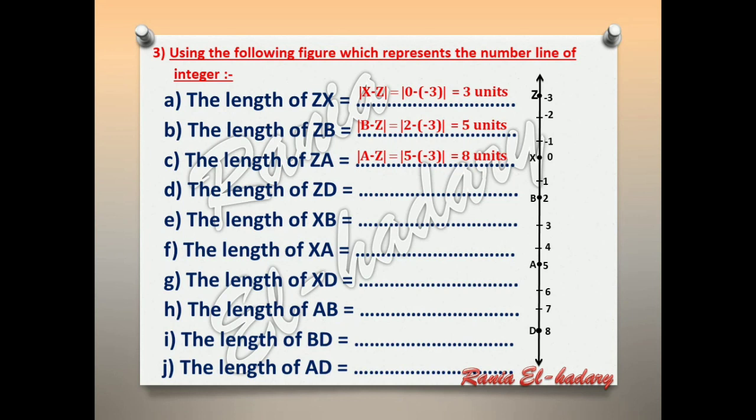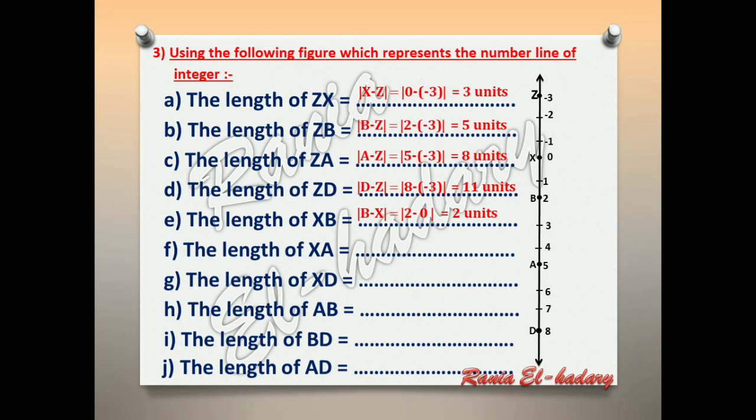The length of ZD equals the absolute value of Z minus D, or D minus Z. Yes, right. The absolute value of D minus Z equals 8 minus negative 3, which equals 11 units. Letter A: the length of XB equals what? It equals the absolute value of B minus X, which is 2 minus 0, equals 2 units.